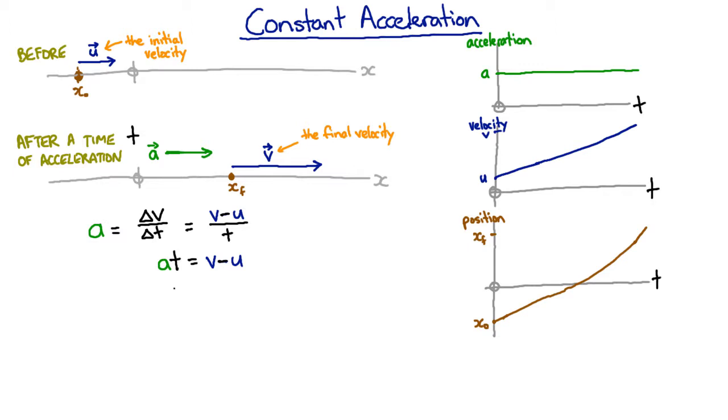The most common way of arranging that one is as v equals u plus at, just adding u to both sides. So that's the first equation we often remember when we're talking about constant acceleration. That relates the final velocity to the initial velocity and how much you're accelerating. It's a little bit harder to figure out where we're going to be because our velocity keeps changing.